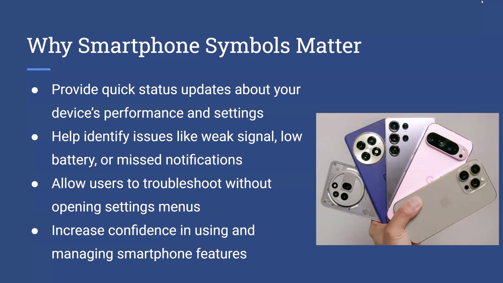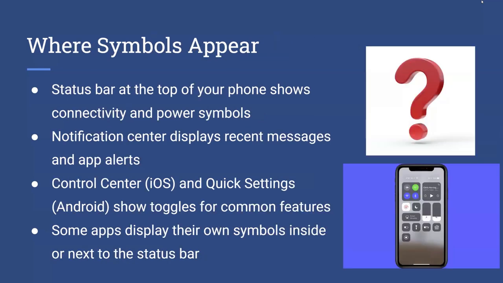So where do symbols appear? Symbols usually appear at the status bar at the top of your phone. They show connectivity and power symbols. Notification Center displays recent messages and app alerts.